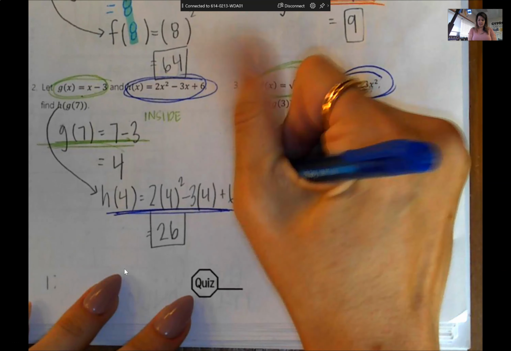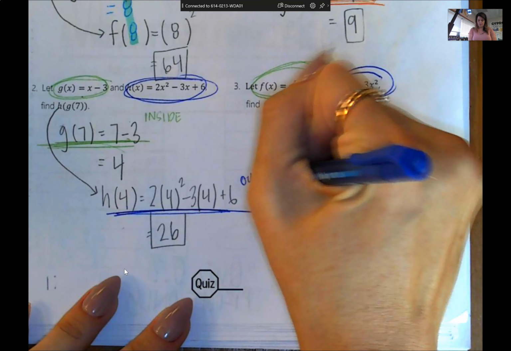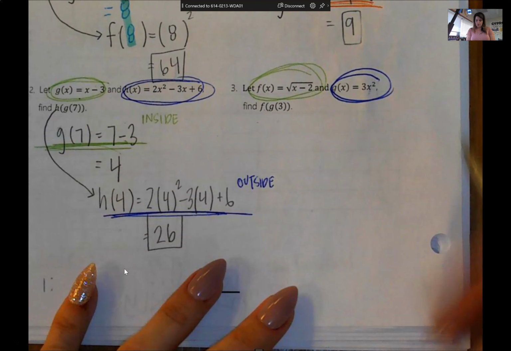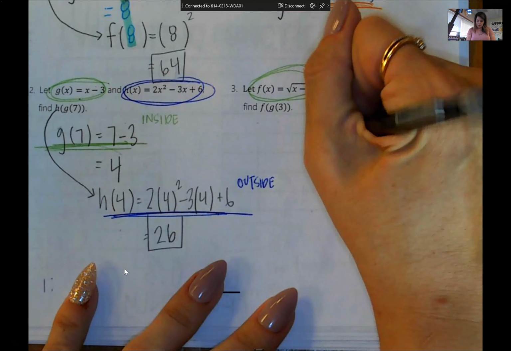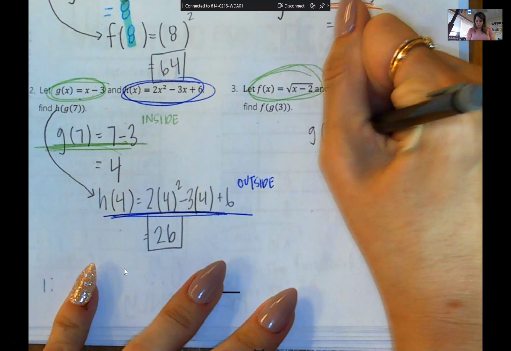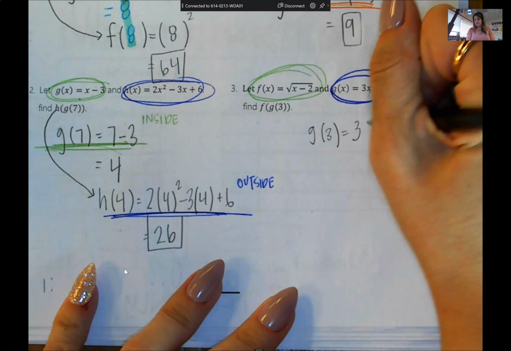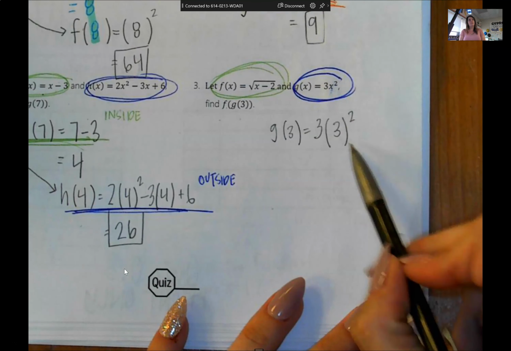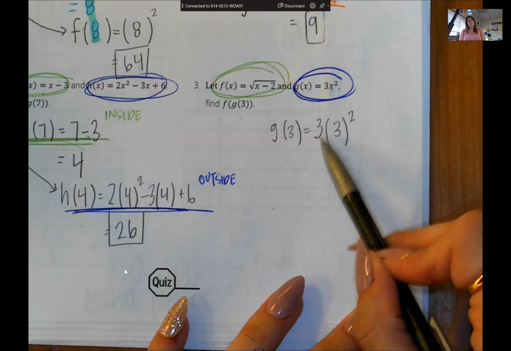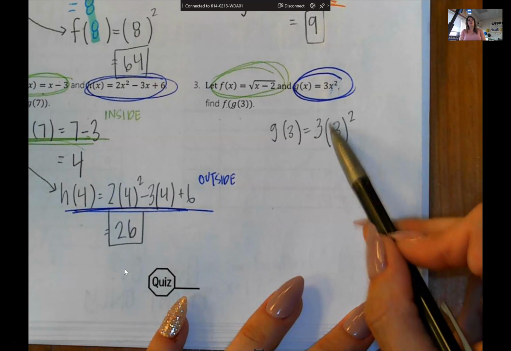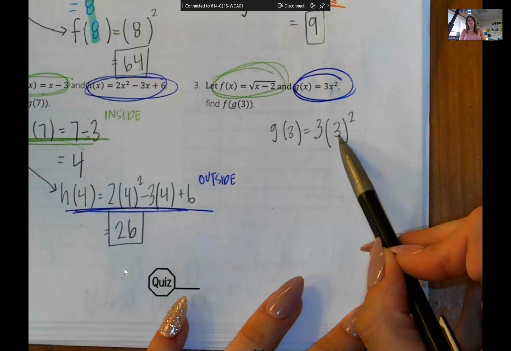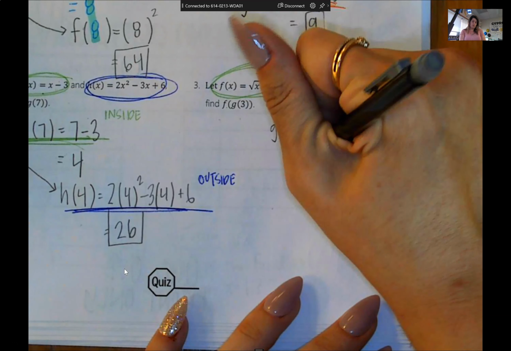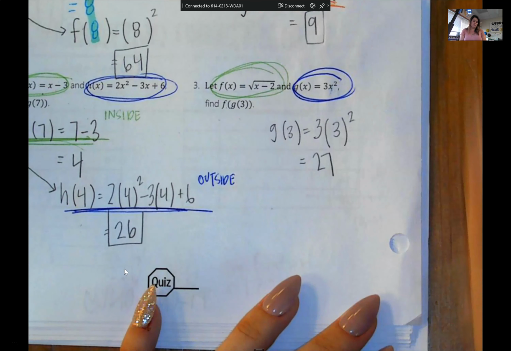G, because it's inside. Forgot to write this one was outside on my notes. Inside, outside. Okay, so G of 3 is 3 times 3 squared. And notice how I used my parentheses. See how the parentheses is only around the number I plugged in. What does that give you? Holy 27. Okay.